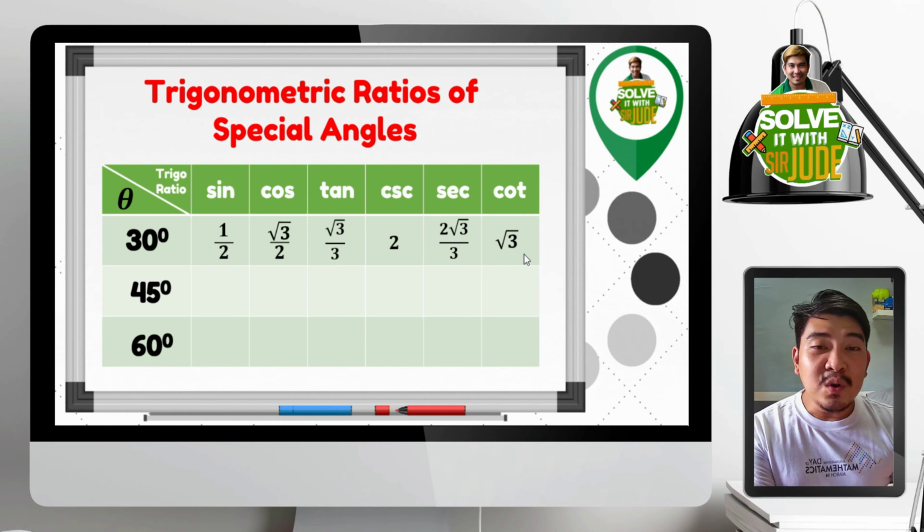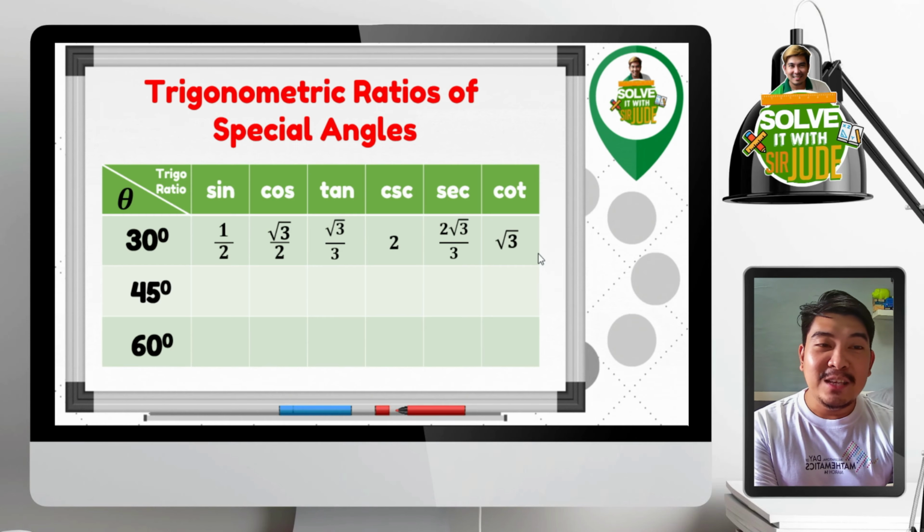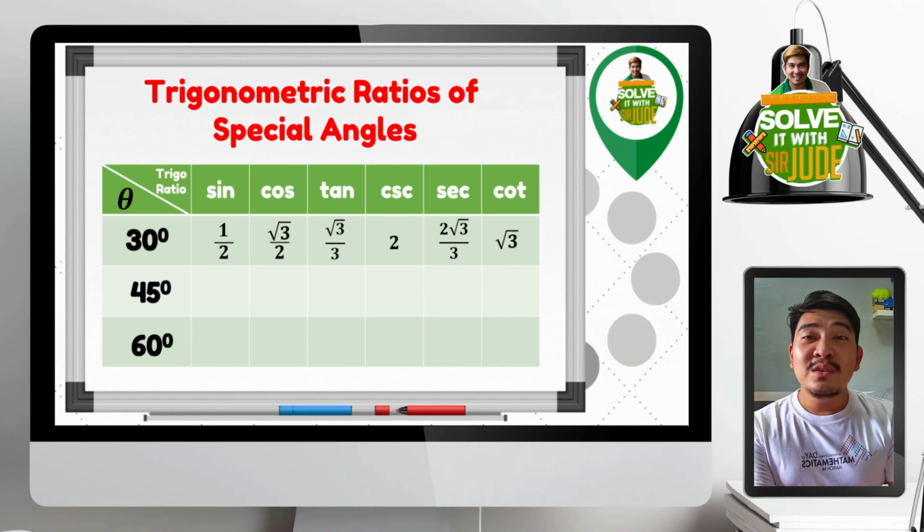So we are now through completing the 6 trigonometric ratios of special angle 30 degrees. So here are its values, so even without the use of a calculator, here is its exact value.